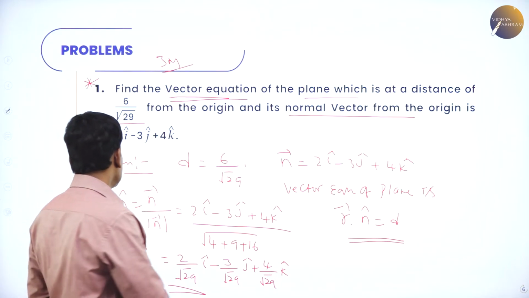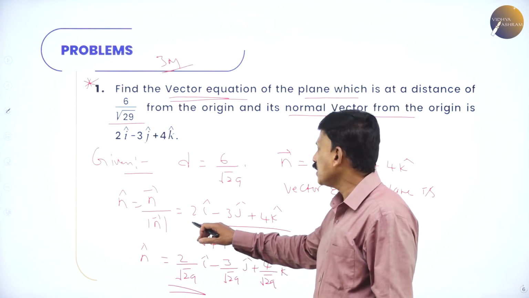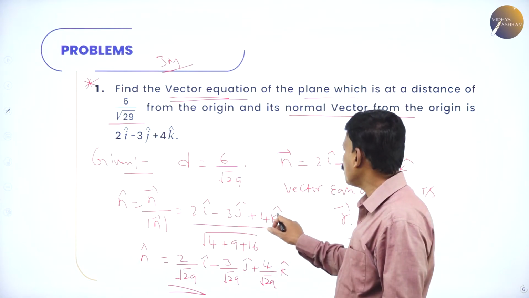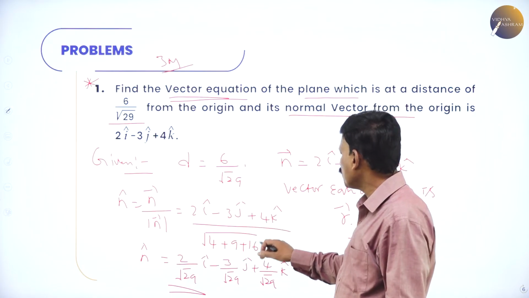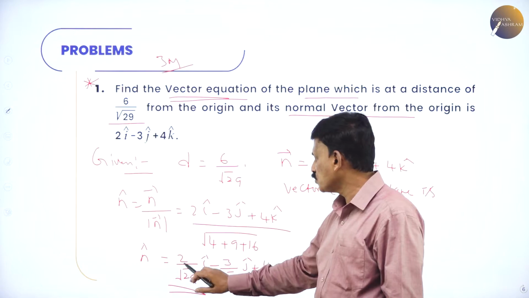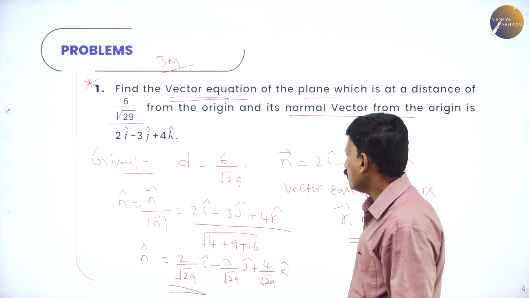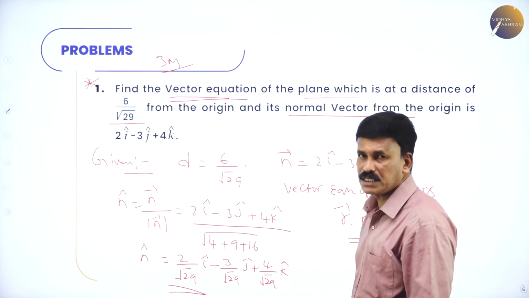Vector n cap is nothing but the unit vector, vector n divided by its own length, the length of vector n. 2i minus 3j plus 4k divided by the square root of 2 square is 4, minus 3 square is 9, plus 4 square is 16, that is root 29. So therefore n cap is equal to 2 by root 29 i minus 3 by root 29 j plus 4 by root 29 k cap.